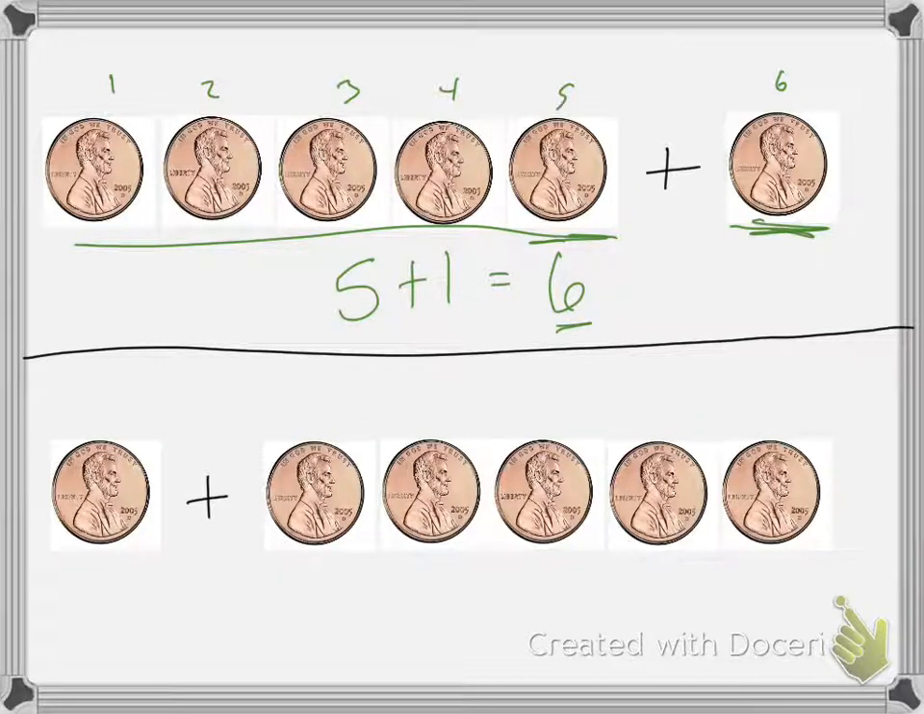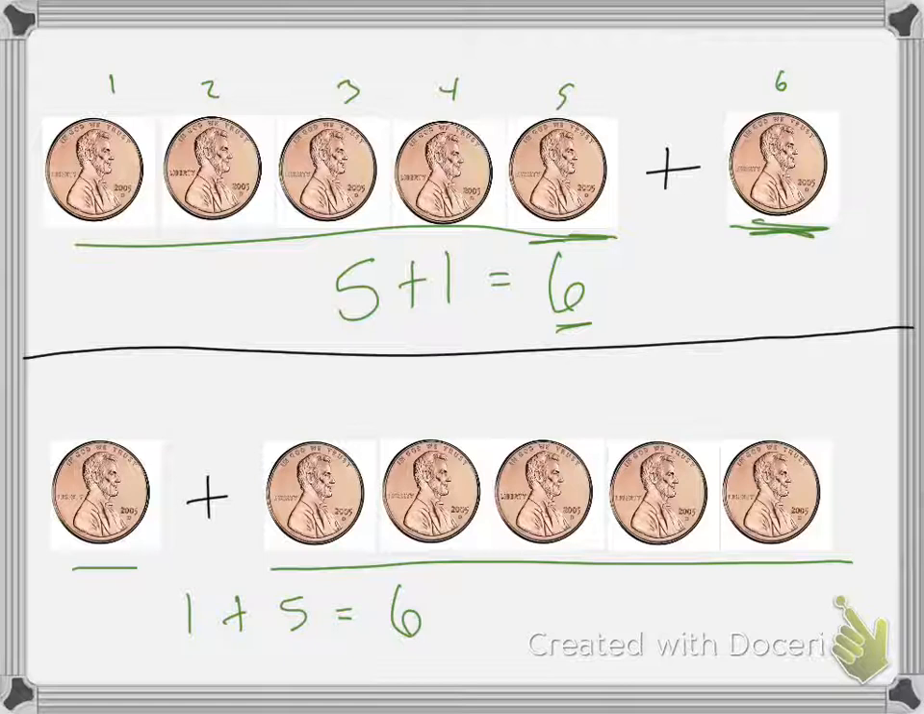Okay, let's look at this other picture. Let's say I gave one child a single penny, and then I gave him 5 more pennies. So we have 6 pennies again, but this time my number sentence will read 1 plus 5 equals 6.